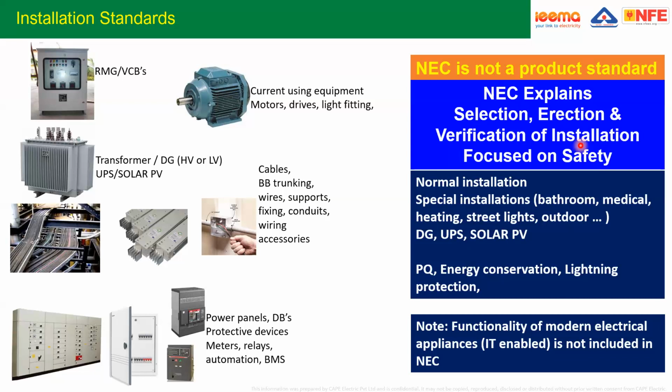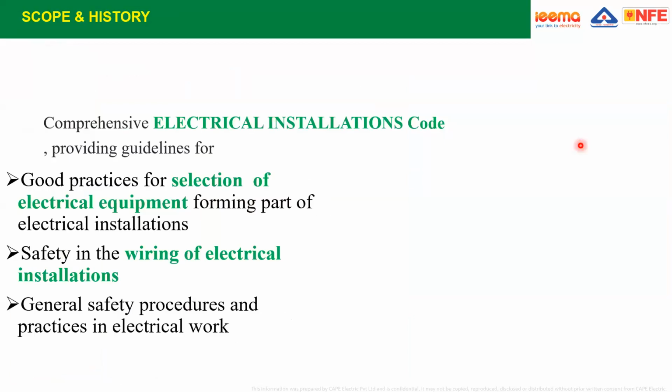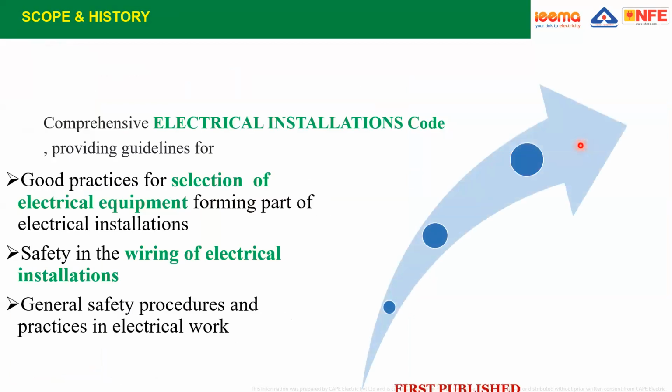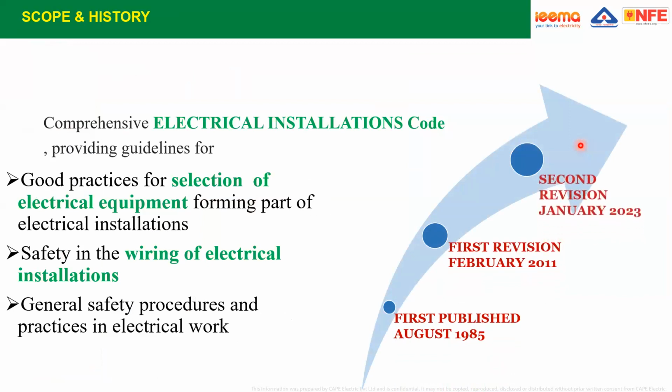So basically, NEC is not a product standard, it is an installation standard. Similarly, IS 732 is also an installation standard. The first NEC was published in 1985, the revision was published in 2011, and the new revision is in January 2023.